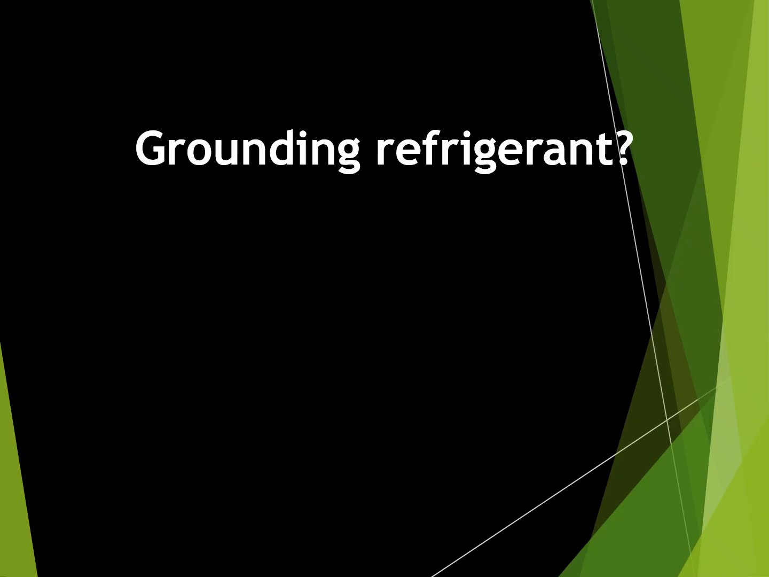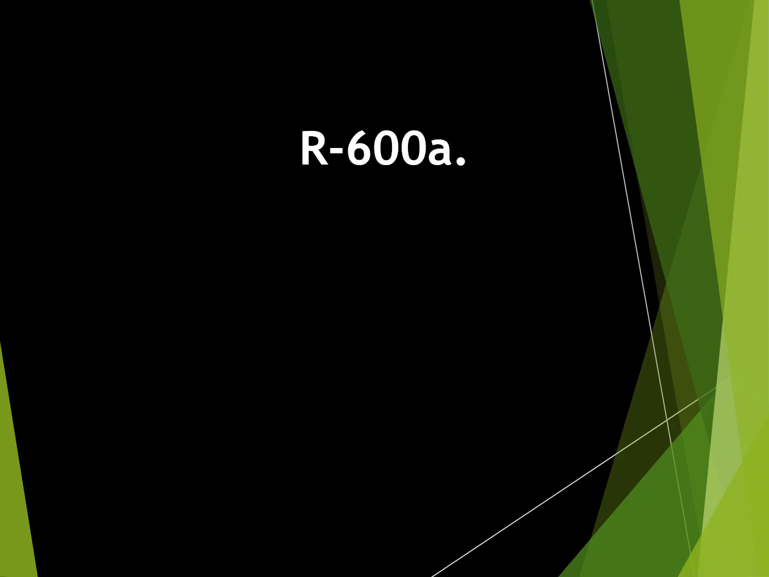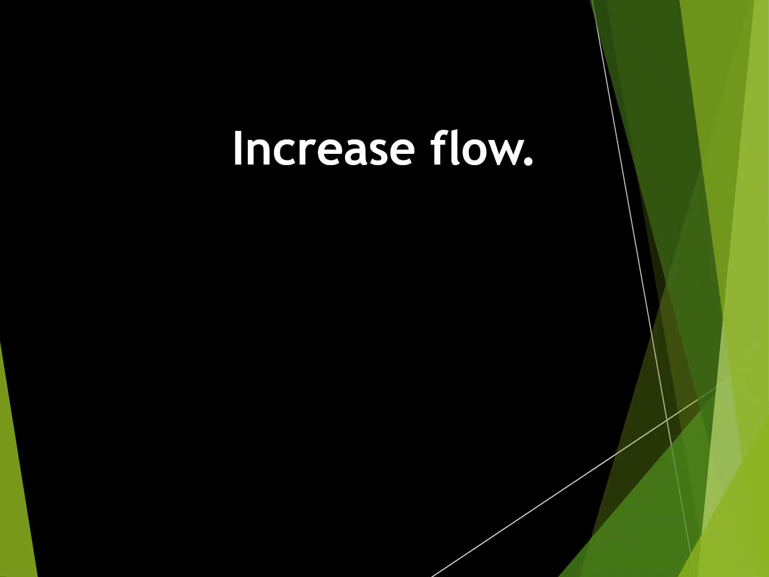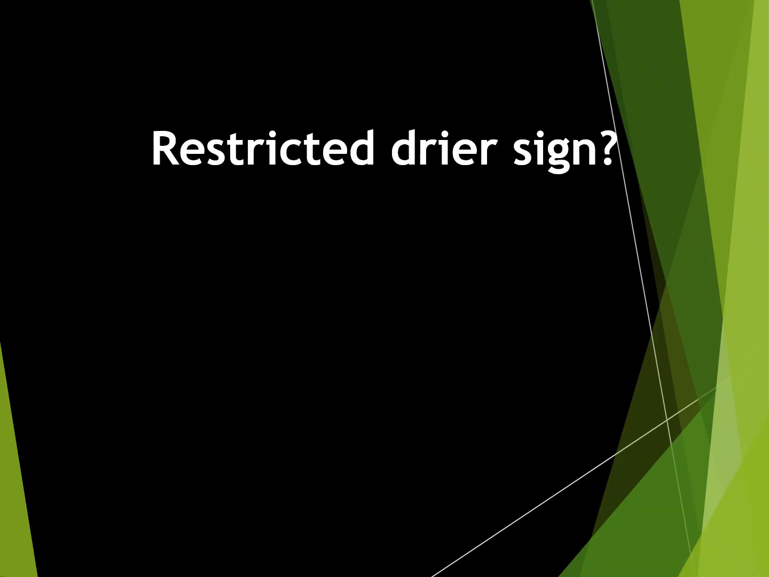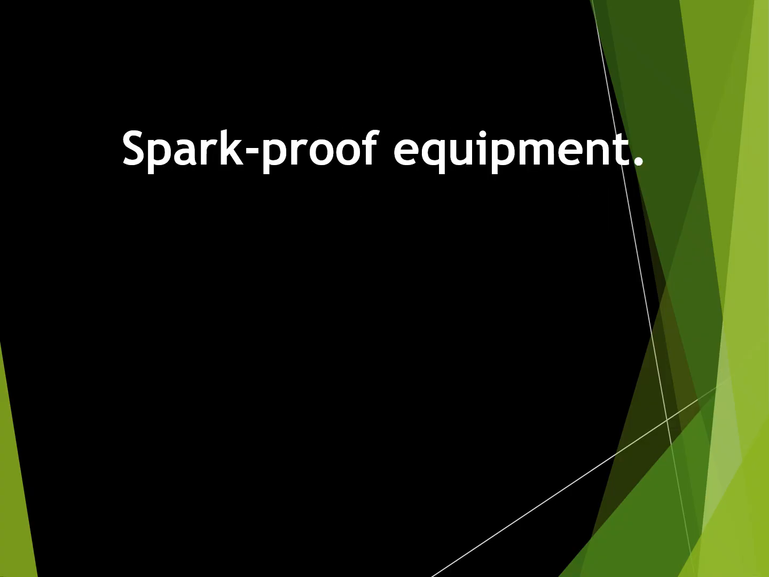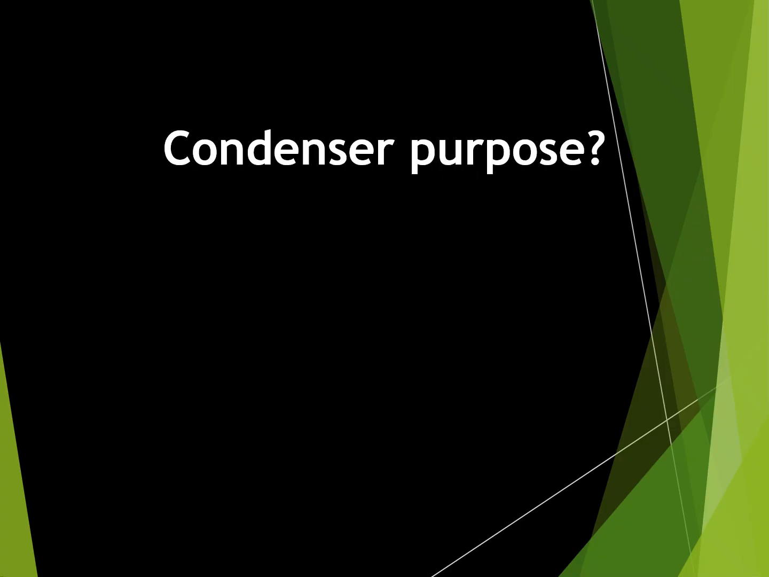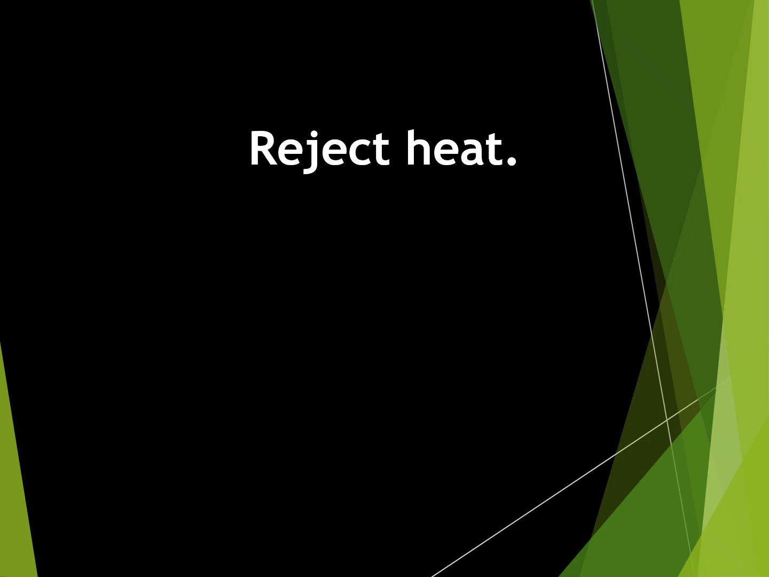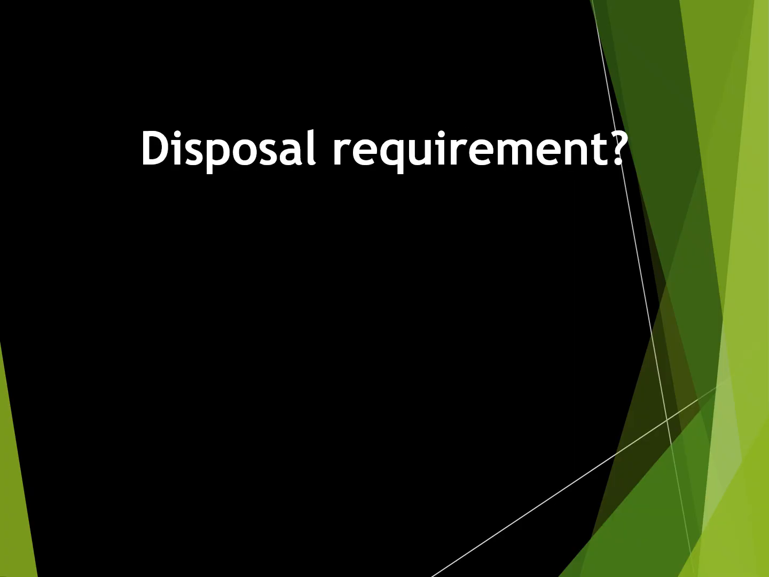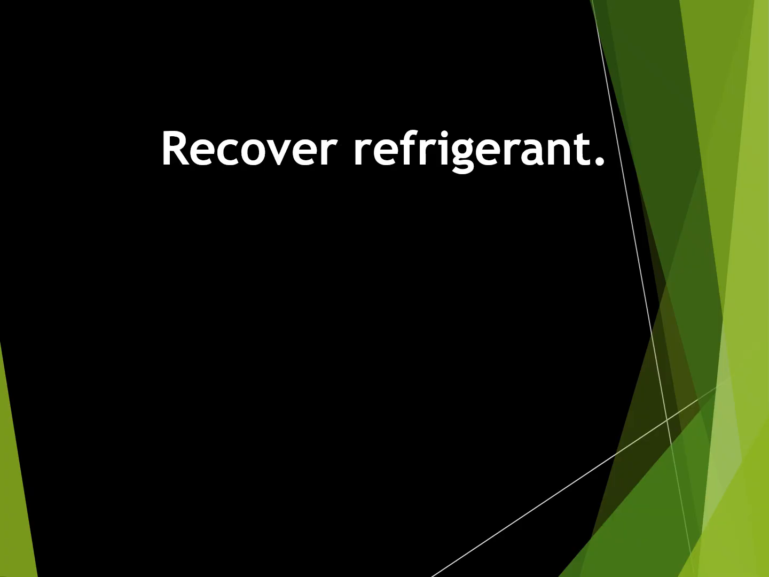Grounding refrigerant: R600A. Schrader core tool purpose: increase flow. Restricted dryer sign: frost. Flammable refrigerant recovery requirement: spark-proof equipment. Condenser purpose: reject heat. Failed compressor sign: no pressure change. Disposal requirement: recover refrigerant.